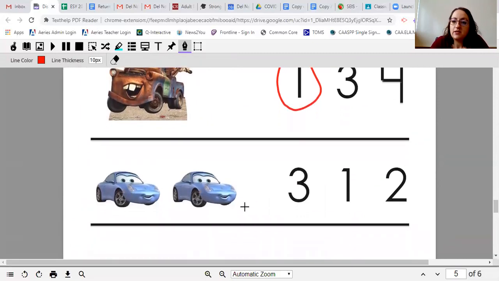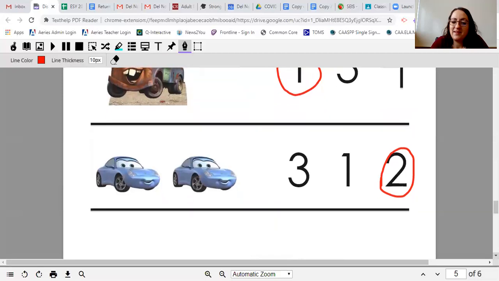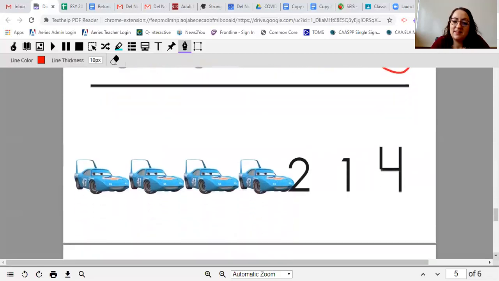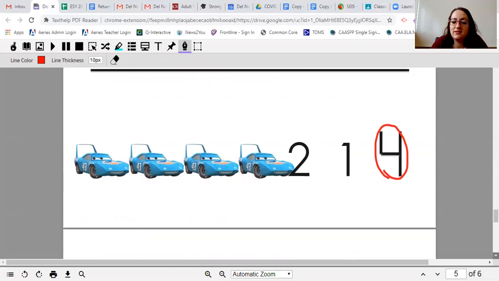So then we have here, I think her name's Sally. I don't really remember. And we're going to go 1, 2. We're going to circle that 2. And then we have the Dynoco car. So we're going to go 1, 2, 3, 4. And we're going to find the 4 and circle it.